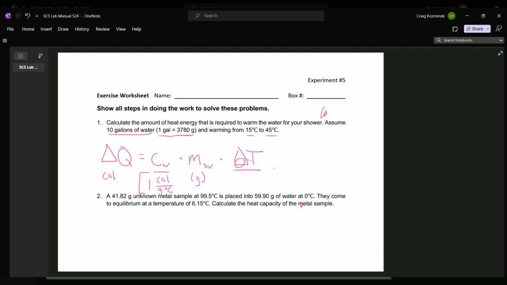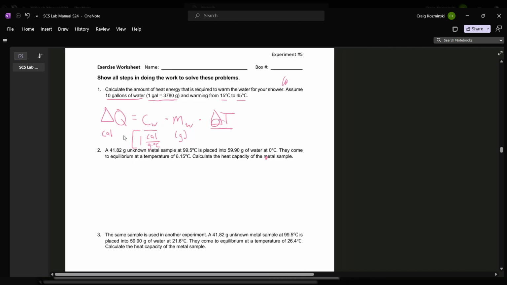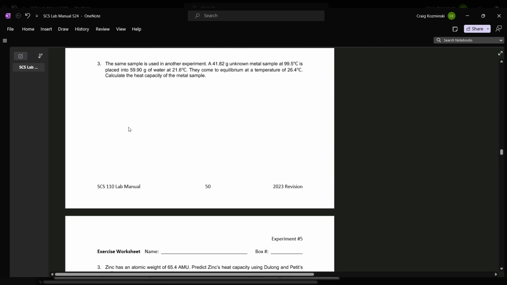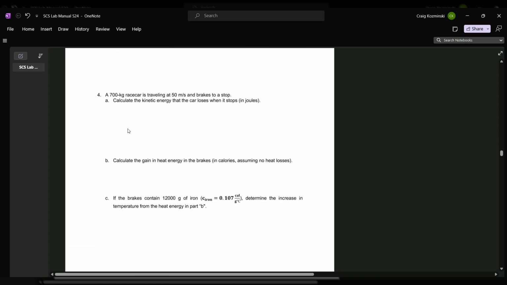So just to get you started on the exercise worksheet, there are a few problems. I would recommend at least writing down the equations that you think you will need to solve these problems on the exercise worksheet before coming to lab tomorrow. Some of these problems are easier than others, so just having a good idea of where to start on each of these will be a good start for you. And my final comment is for question number 4, you have to be careful with your units.